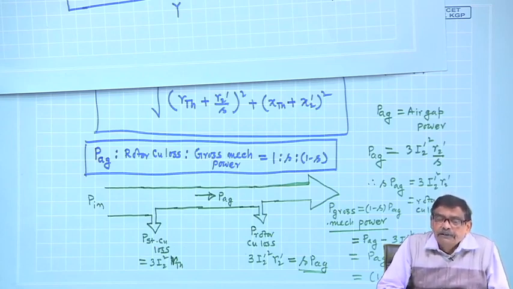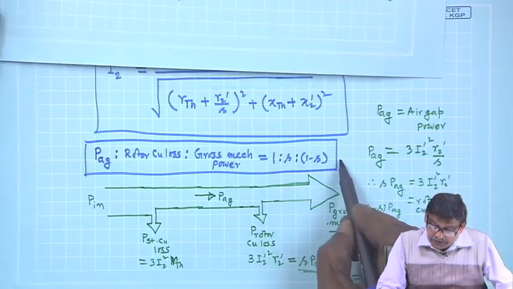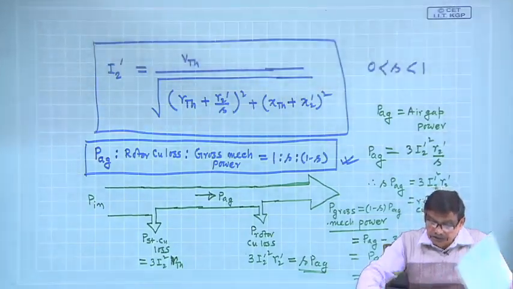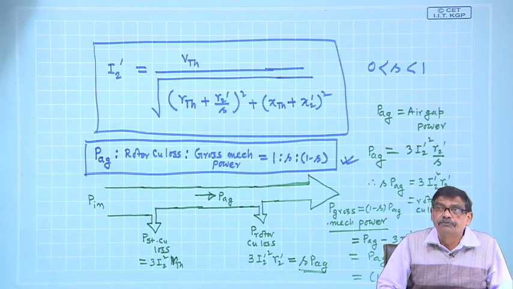What is slip? The motor is operating at a speed Nr, and slip is Ns minus Nr by Ns. So, please go through this derivation, and next time we will continue with this and find the expression for electromagnetic torque and then the torque slip characteristics, etc.